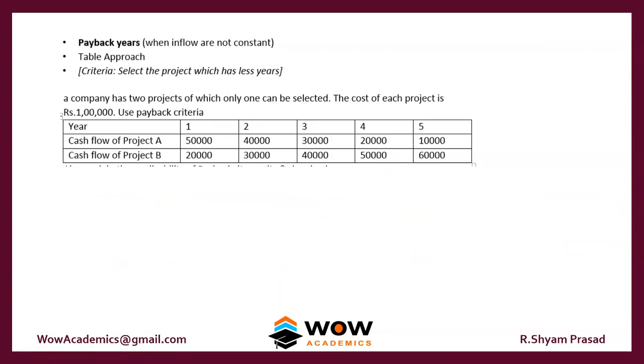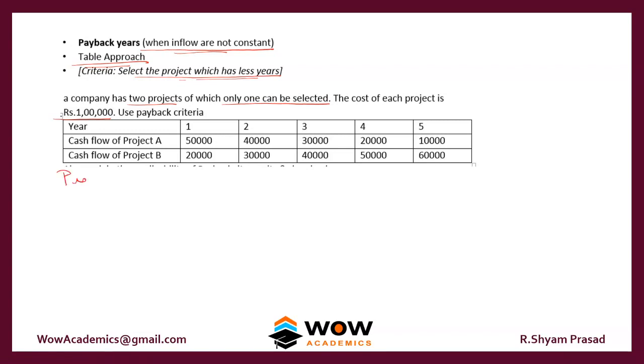So here we take payback in years when cash inflows are not constant. For this, we don't have any formula. We have a table and we have to use that table to get an answer. So we look at it. But the selection criteria is the same. Select the project which has fewer years. A company has two projects of which only one can be selected. The cost of each project is 1 lakh. Use payback criteria. So they have two projects and we have to tell which project is better.